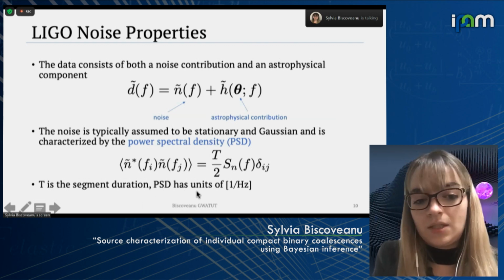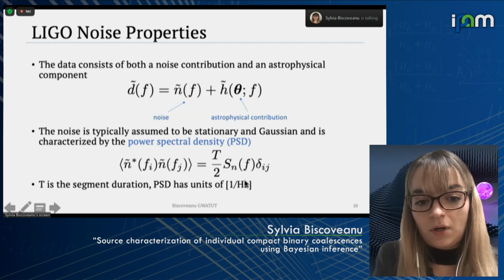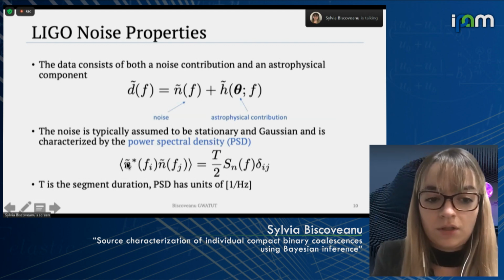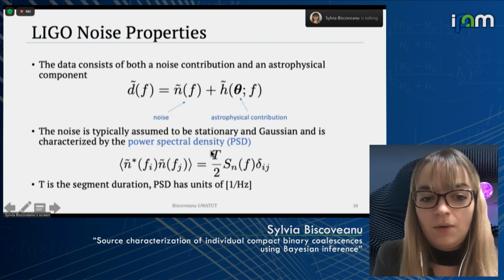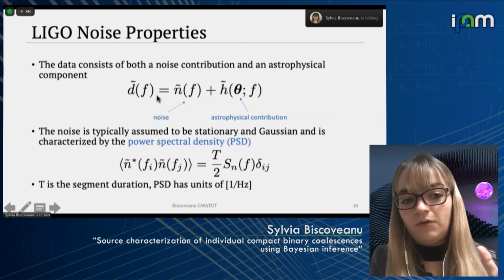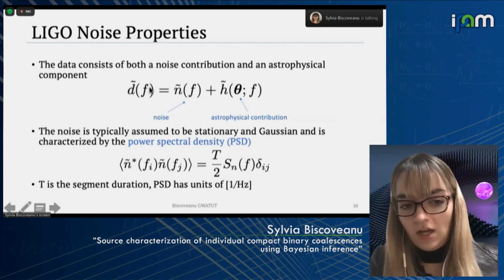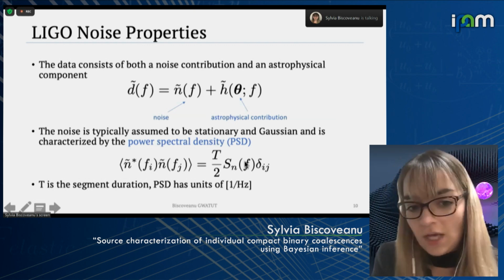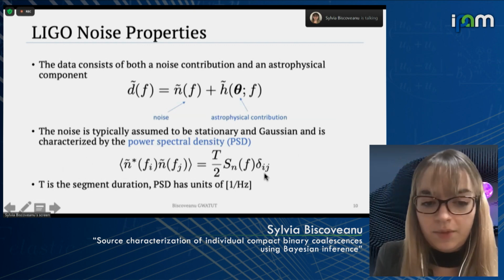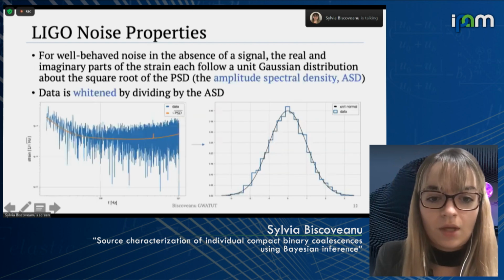Because the PSD has units of 1 over hertz, or time, and the FFT of the dimensionless strain also has units of time, we need to multiply by this factor of the segment duration. This is just the length of the data that you've taken in seconds, divided by 2. So this is how we obtain our PSD.